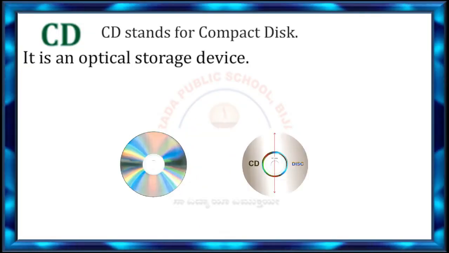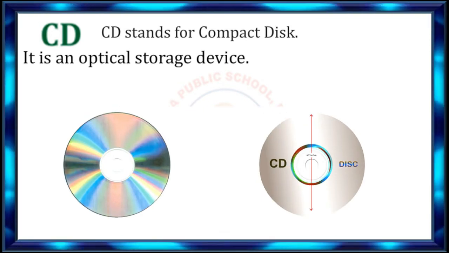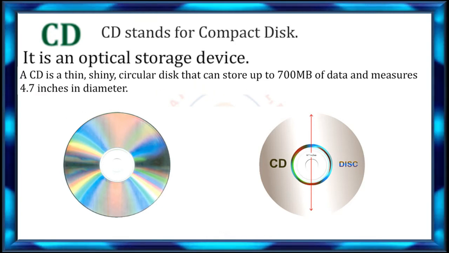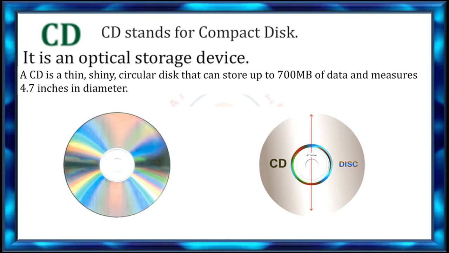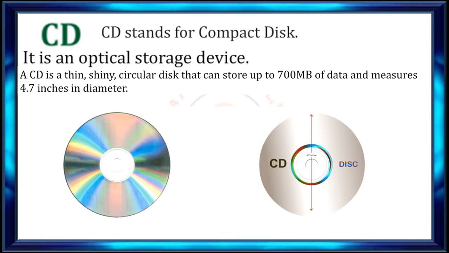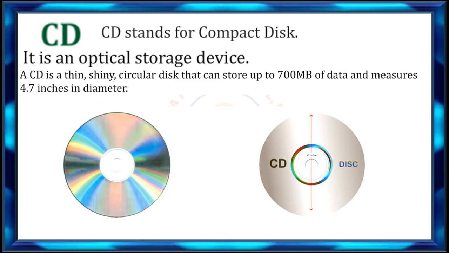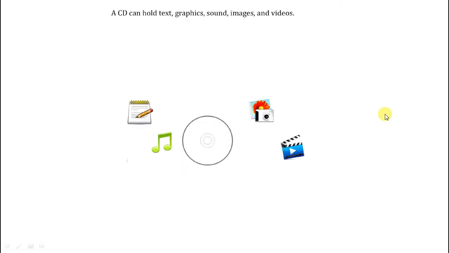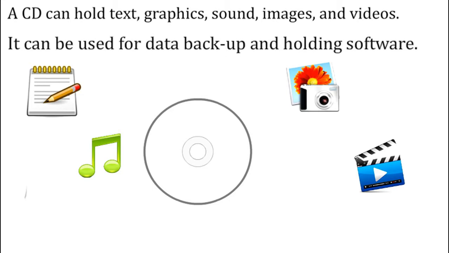Let's move to CD. CD stands for compact disc. It is an optical storage device. A CD is a thin, shiny, circular disc that can store up to 700 MB of data and measures 4.7 inches in diameter. A CD can hold text, graphics, sound, images and videos. It can be used for data backup and holding software.